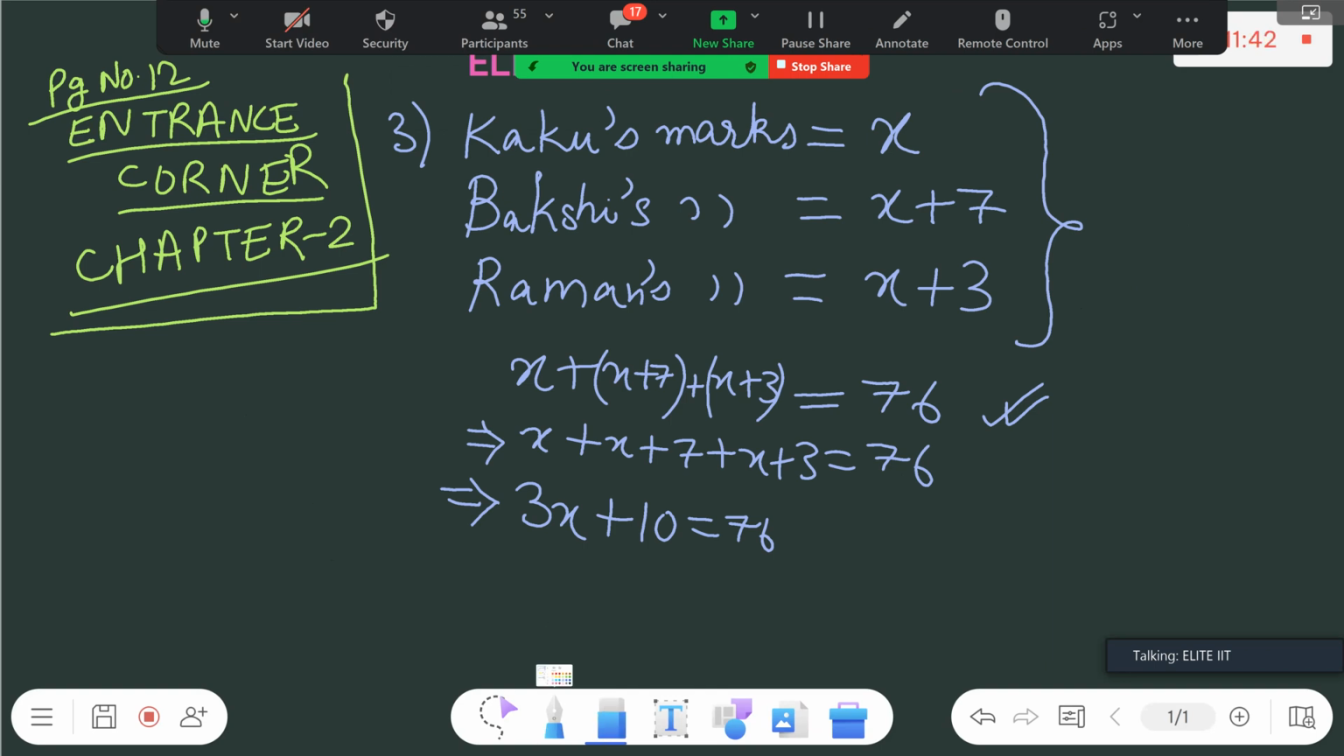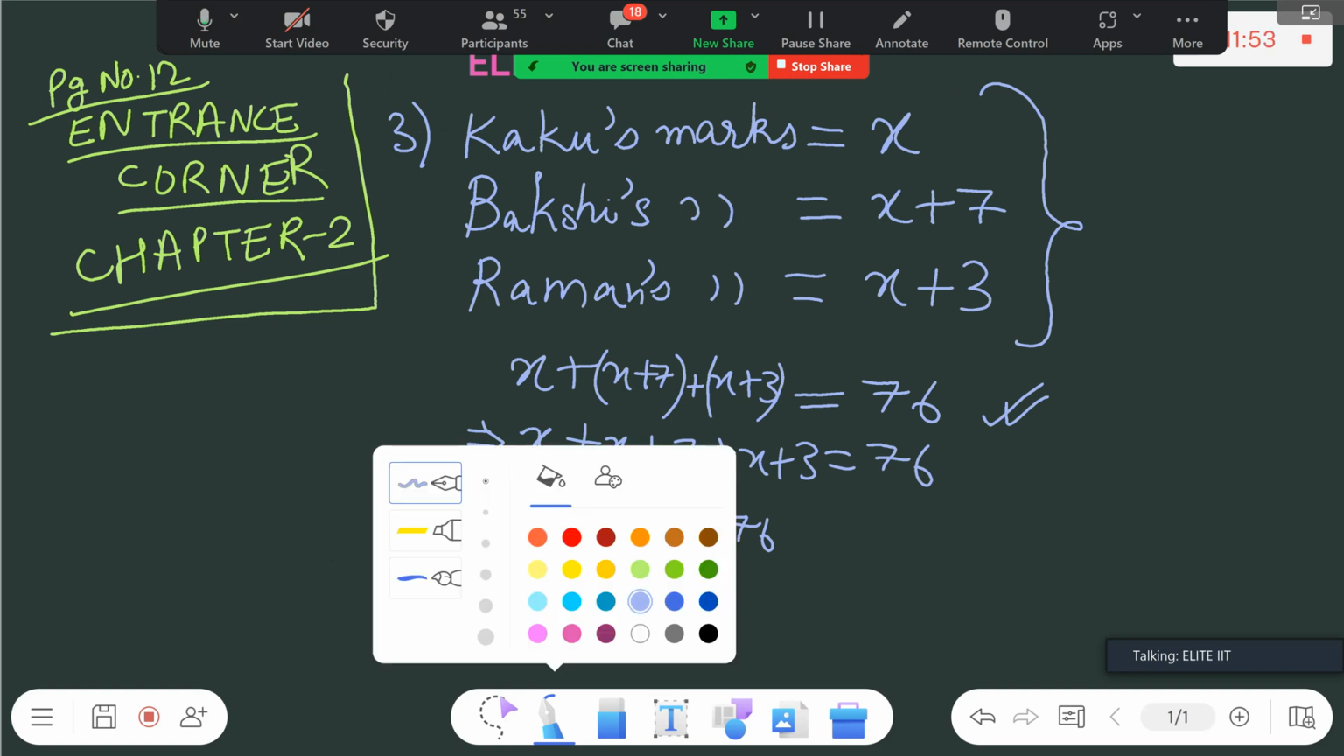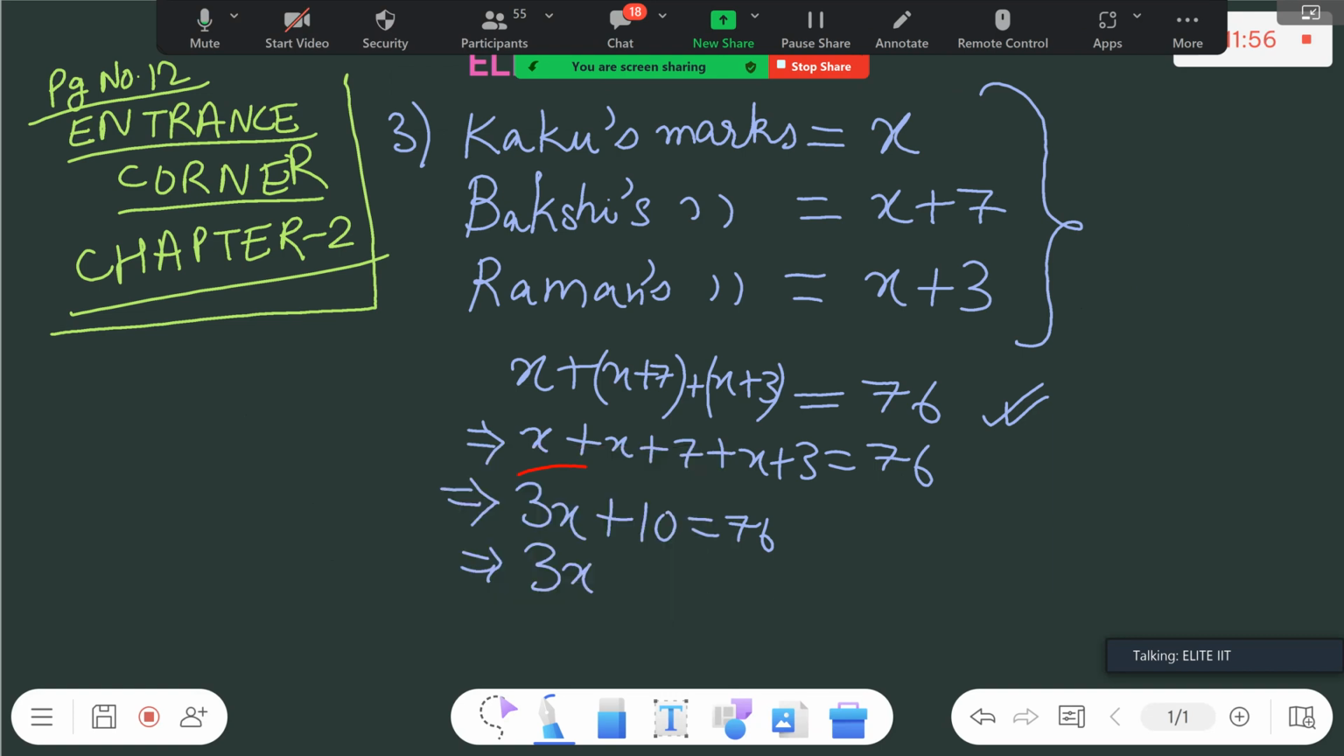Now let us see. Now I'll keep the x terms on the left hand side. This is the left hand side of the equation. This is called an equation, right? This is equal to, and this 76 is the right hand side, RHS, isn't it? So we'll keep the x terms on the left hand side and write all the number terms on the right hand side. Okay? So how will we do this?